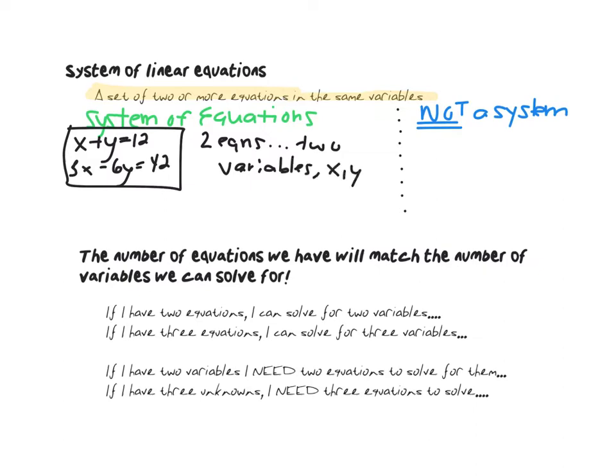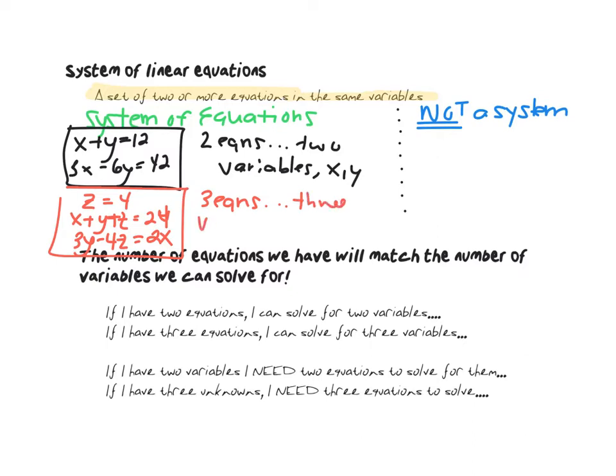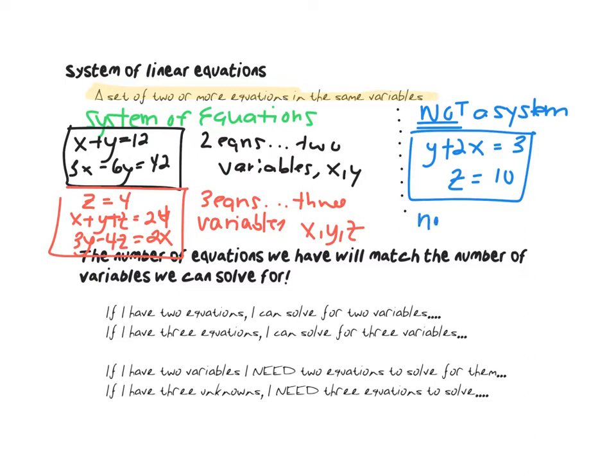As another quick example, I could do something like z equals 4, x plus y plus z is equal to 24, and then maybe something weird like 3y minus 4z is equal to 2x. So this one has three equations, and it has three variables. And those variables are x, y, and z. Something like this, y plus 2x equals 3 and z equals 10, is not a system because they are not in the same variables.